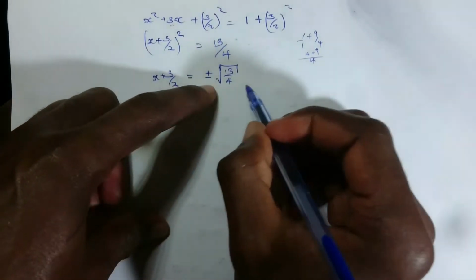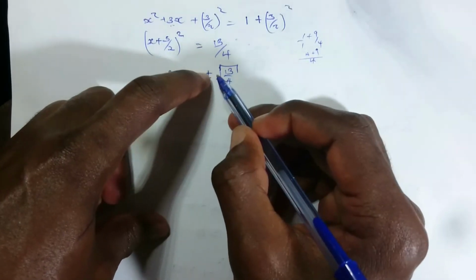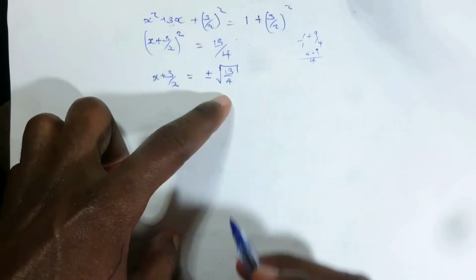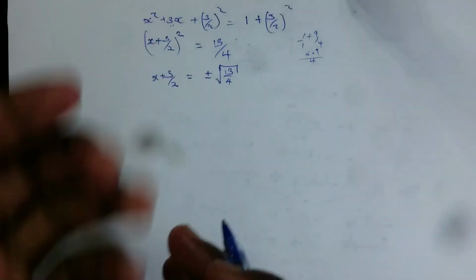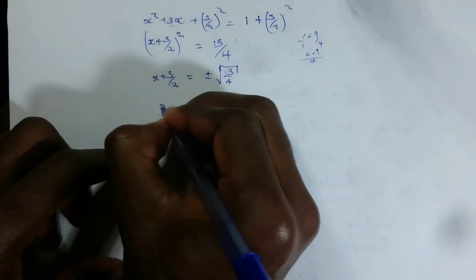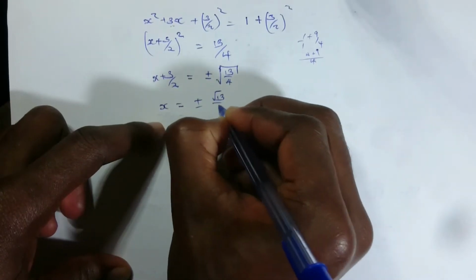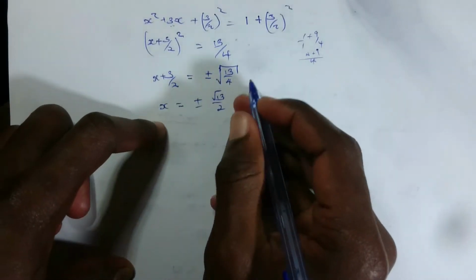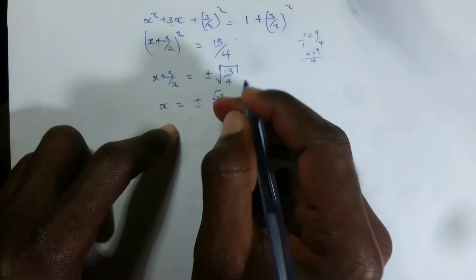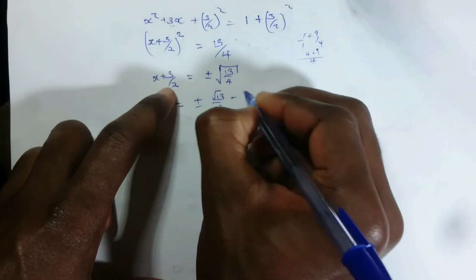Why? Because if you square negative root of 13 over 4, you go back to 13 over 4, and the same if you square positive root of 13 over 4, you still go back to 13 over 4. That's why we put both positive and minus answers. So we have x equals plus or minus root of 13 over 2, because root of 4 is 2. That property we looked at previously can help us realize how this comes about. So that we have minus 3 over 2.